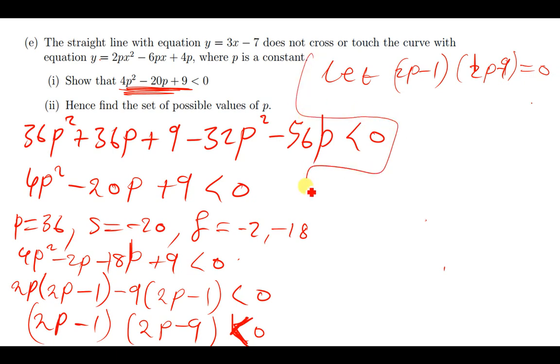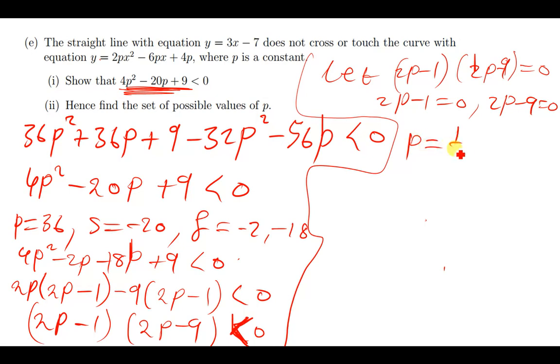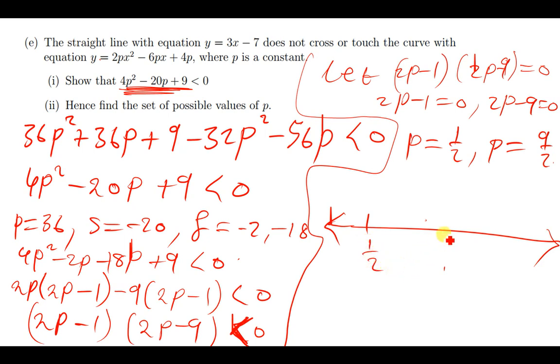So what this means is that our 2p minus 1 is equal to 0, then 2p minus 9 is also equal to 0. So meaning the value of p will now be equal to 1 over 2, the other value of p will now be equal to 9 over 2. So we can test these points on the number line. So we have 1 over 2 there and 9 over 2.